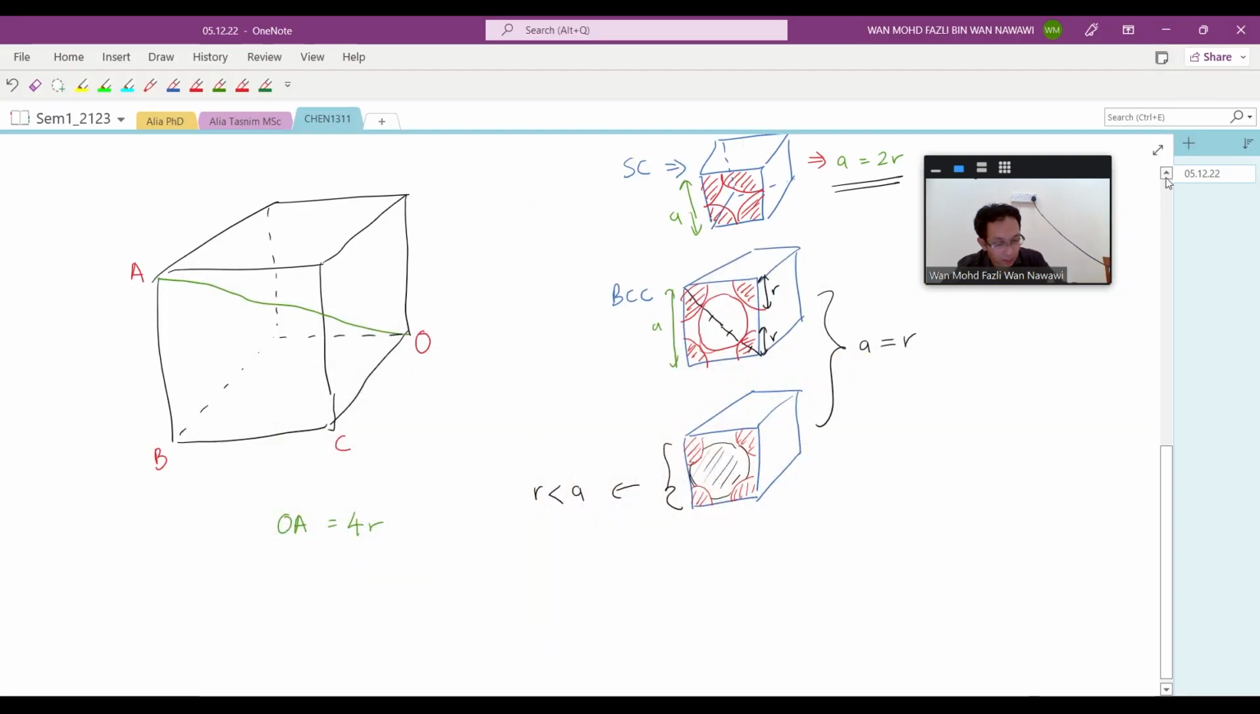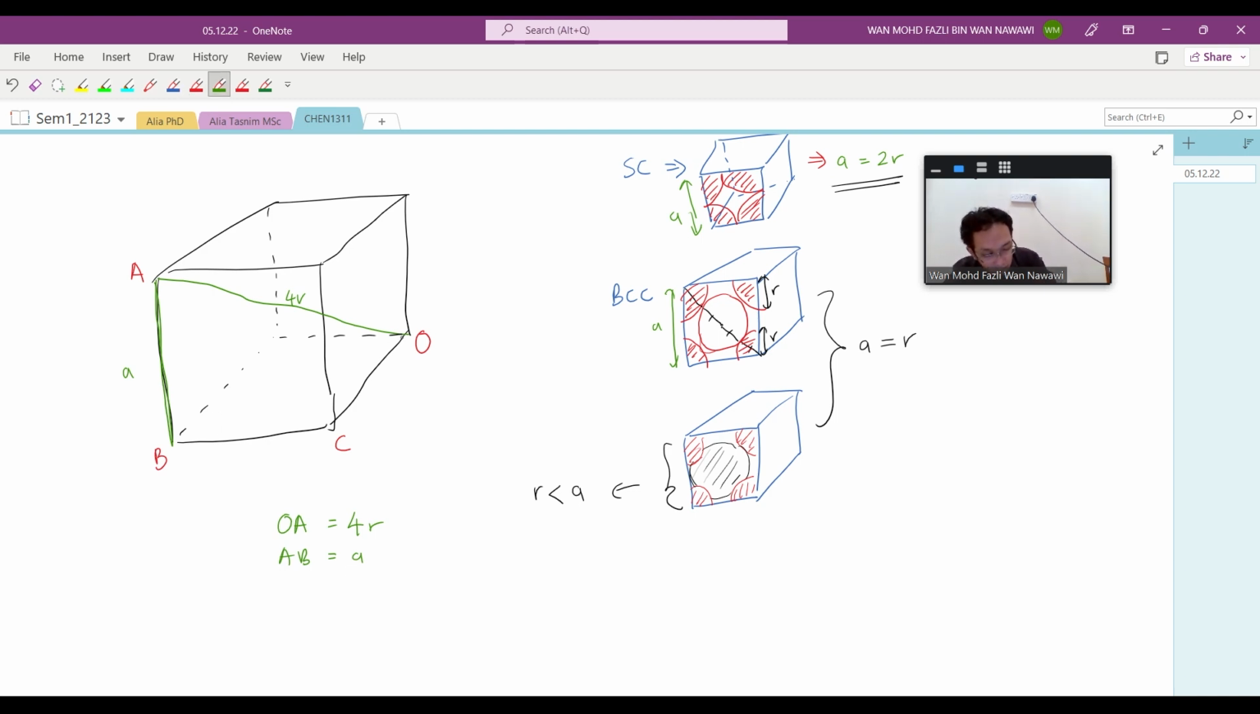Okay. So now you have OA is 4R. And you know from A to B here, this is A, so AB is equivalent to A. So you have 4R, you have A. But now we want to correlate 4R, the R and A, the radius and also the length. For the time being, we cannot do that.